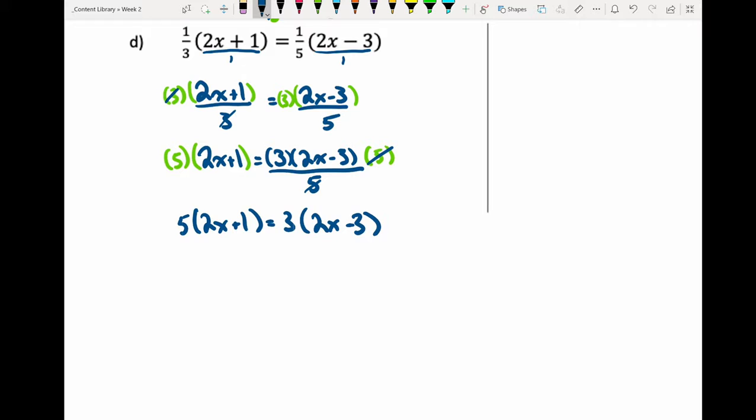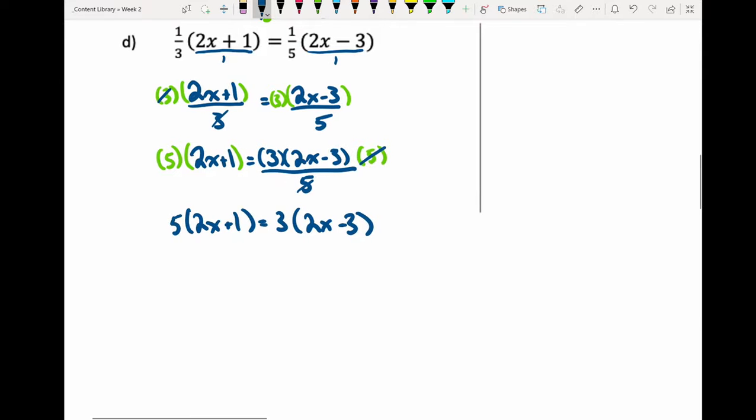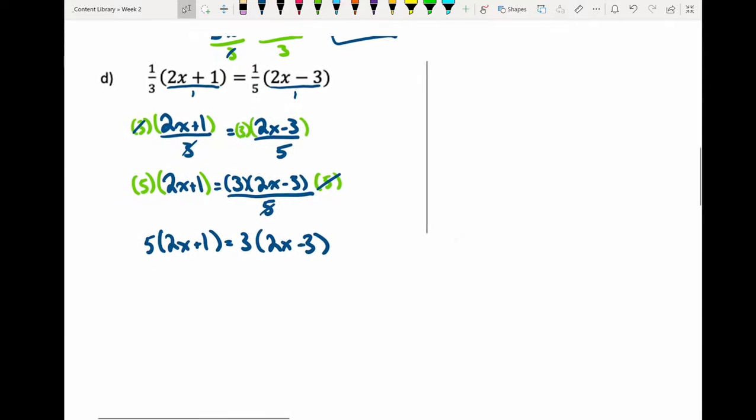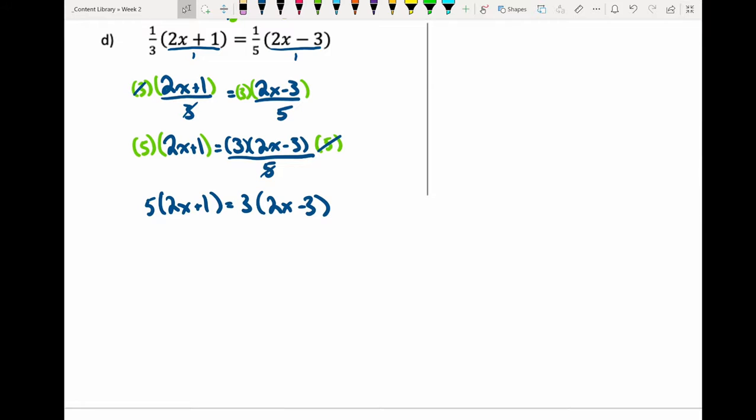And this is something we can solve because we've done something similar like this where we've expanded and solved. So that's one way you can look at solving this. The other way you can look at solving this, and again, I'm going to continue with just how we simplified it. So 2x plus 1 all divided by 3 equals 2x minus 3 all divided by 5.